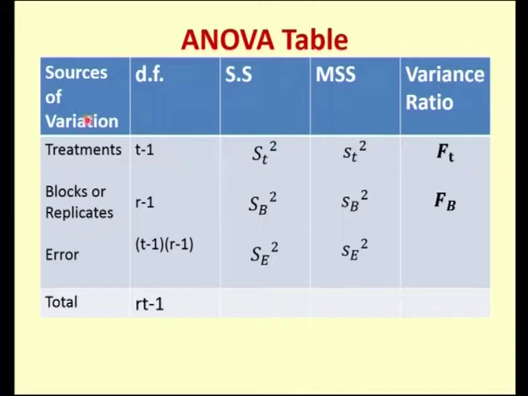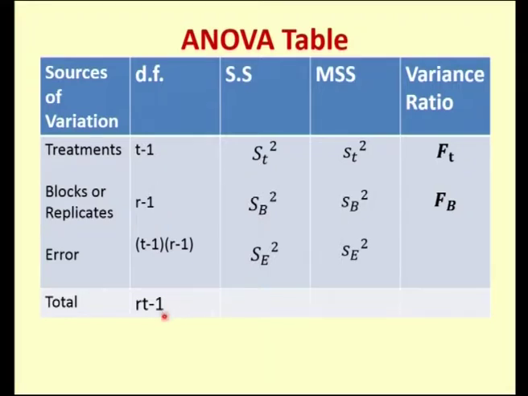And the entire analysis can be summarized in the form of a table called the ANOVA table, and here this table consists of 5 columns: 1, 2, 3, 4, 5. The first column represents the sources of variation, the second column gives degrees of freedom for the different sources of variation, and then we have sum of squares, mean sum of squares, and finally variance ratio. So, sources of variation here are due to treatments, blocks, or could be replicates, and then error, and finally summing up these three will give you the total sum of squares.